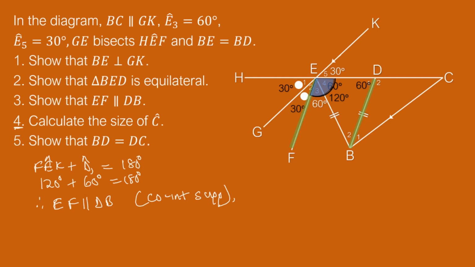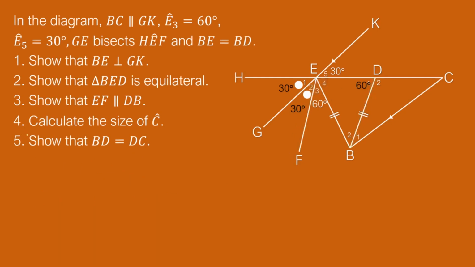And then we need to calculate the size of angle C. If you check, GK and BC are parallel, and then HC is the transversal. And then E1 and C are corresponding angles. So we can say, therefore, angle C is equal to 30 degrees, since these are corresponding angles and GK is parallel to BC. So angle C is 30 degrees. Done with that part.